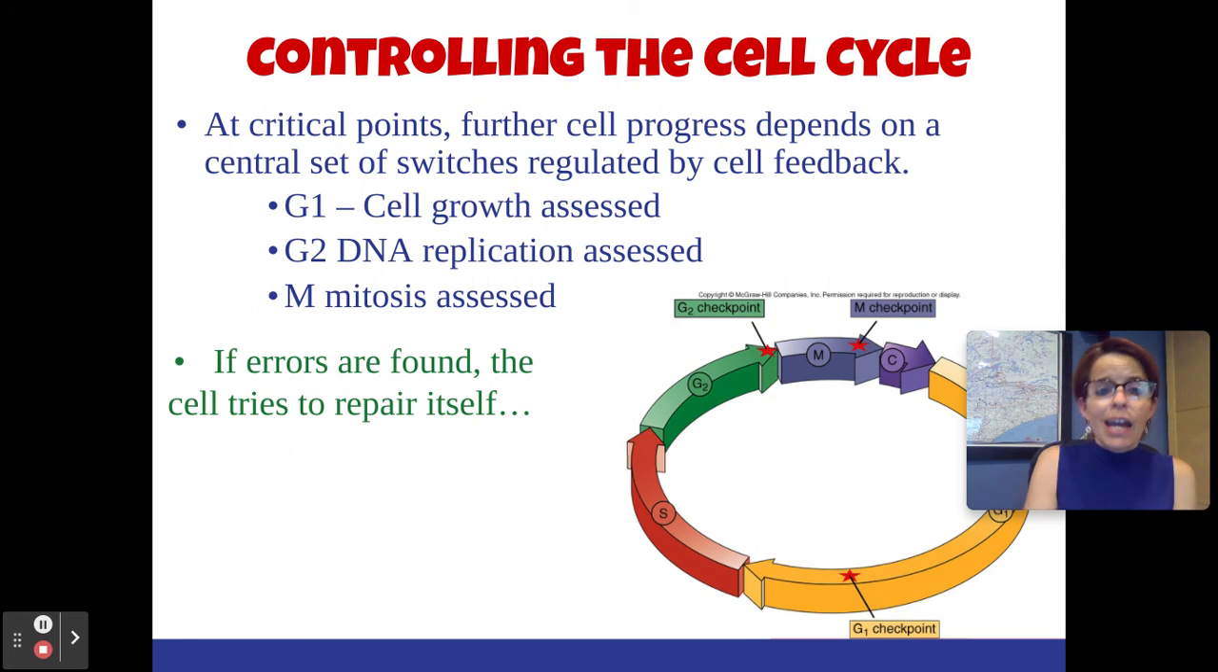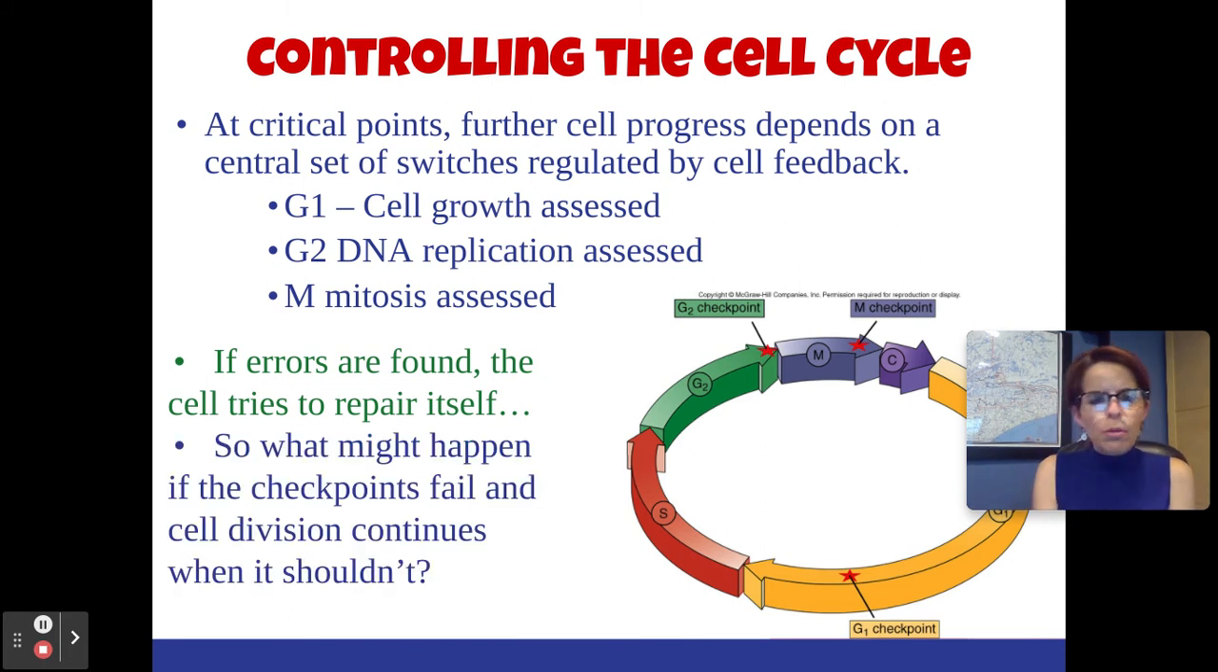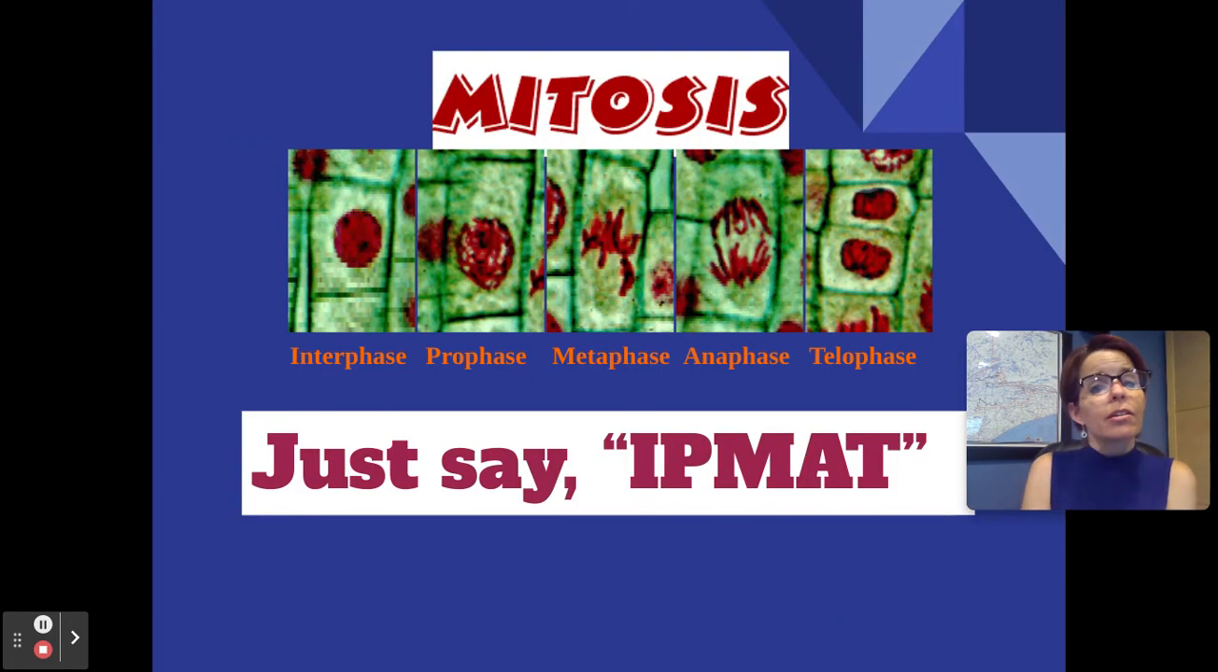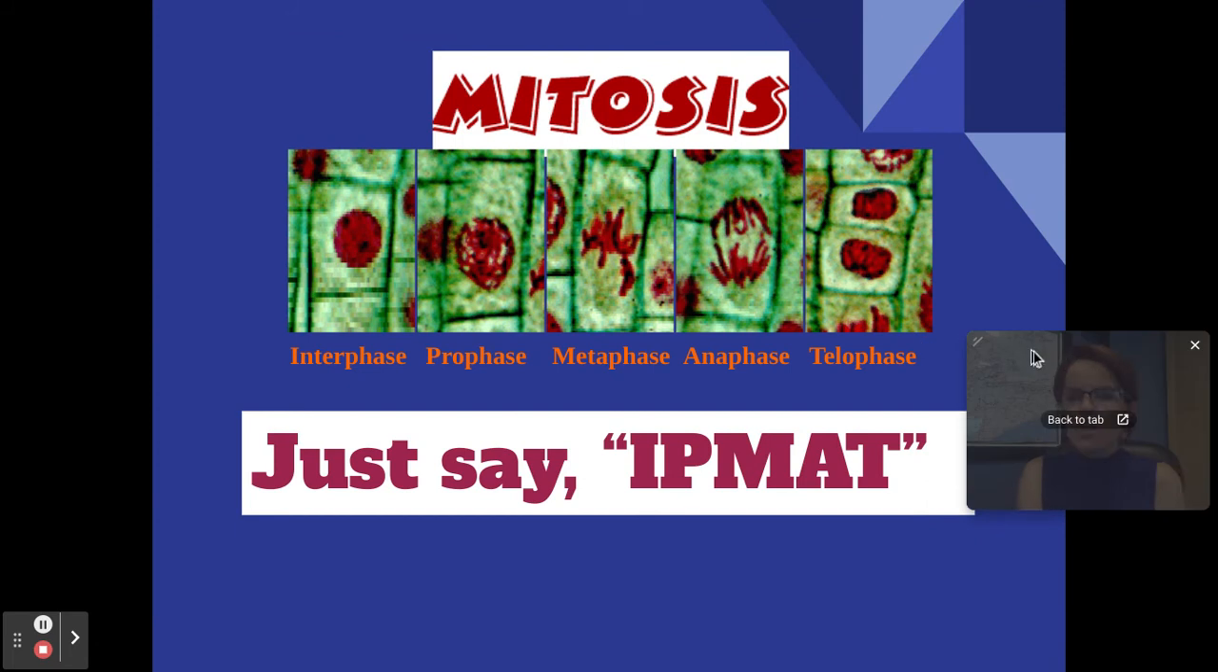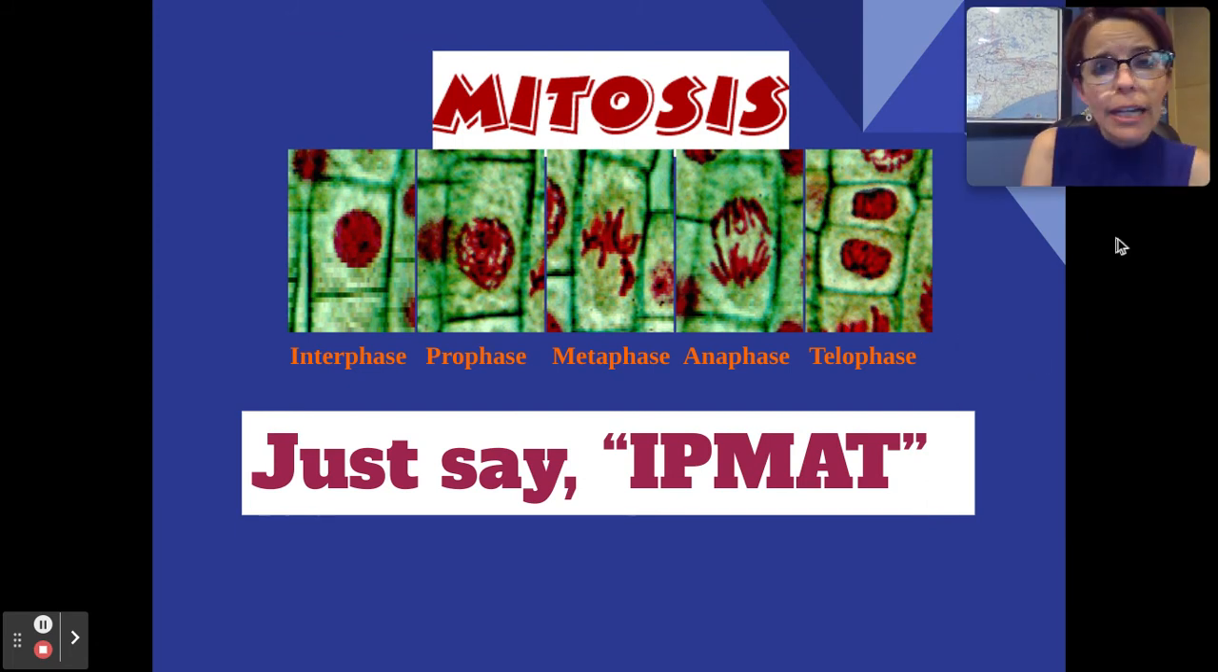That's what should happen. However, sometimes we get mutations in the checkpoints, the things that are supposed to be making sure that our cells are healthy and dividing correctly. Sometimes we get mutations in those. So it says if errors are found, the cell tries to repair itself. So what happens if the checkpoints have mutated, if they fail, and cell division continues when it shouldn't? That, ladies and gentlemen, is what cancer is. So we're going to talk quite a bit about cancer in this unit. But in order to understand cancer, we got to back up and understand how cells divide.